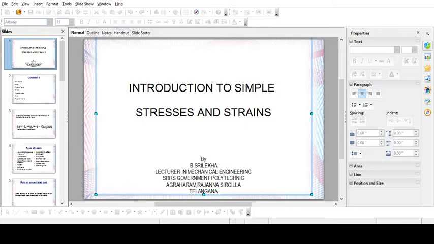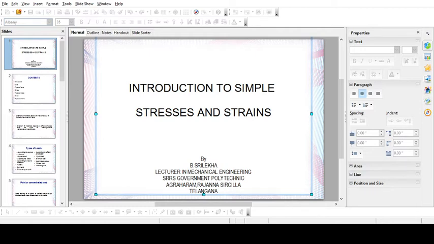Let us discuss in brief. If a bar is subjected to a tensile force P, the bar will offer a resisting force of P, an equal force. For equilibrium, the applied force P should be equal to the resisting force. Therefore, tensile stress we can write as sigma T is equal to resisting force by cross sectional area.